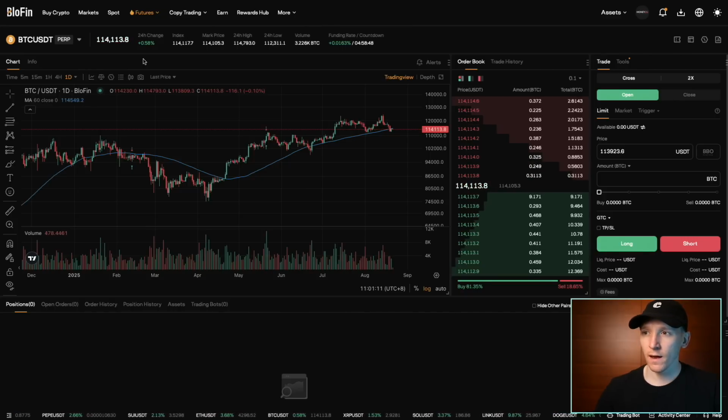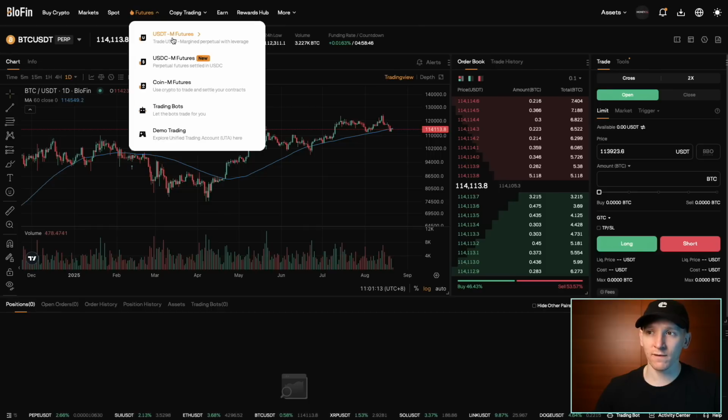And then we'll go through trading USDT margin futures and then coin margin futures as well. What's the difference and what should we trade?